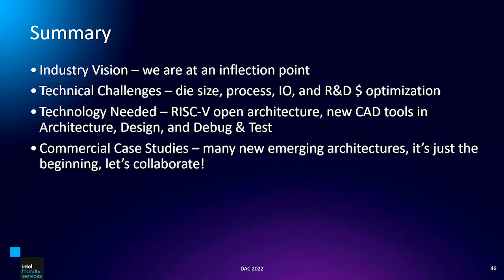Okay, so wrapping up here. We are at an inflection point. Whether you believe it's the Moore's law era, or the Intel chiplet revolution, or the Google revolution, doesn't matter. We're at an inflection point. We have challenges in managing die size, optimizing process, I/O, and optimizing R&D and cost. We need open architecture like RISC-V. We need new CAD tools. We need new tools in architecture, design, debug, and test.